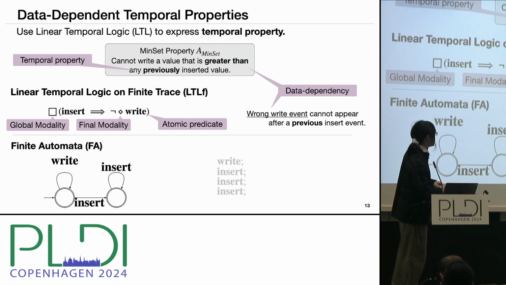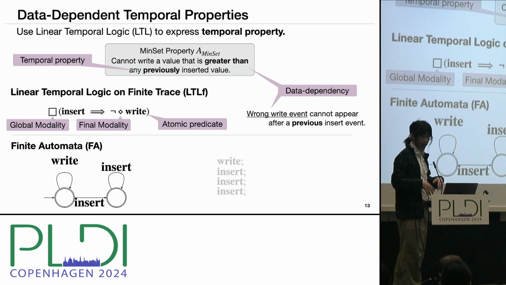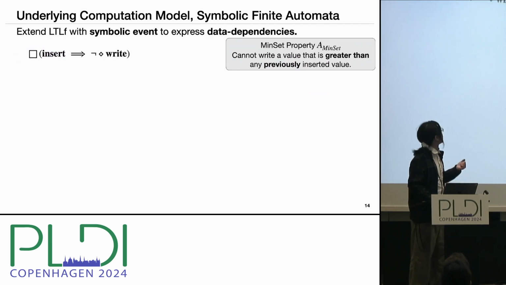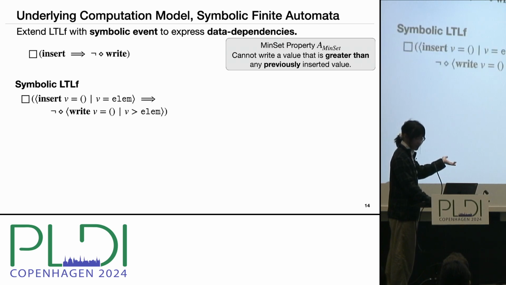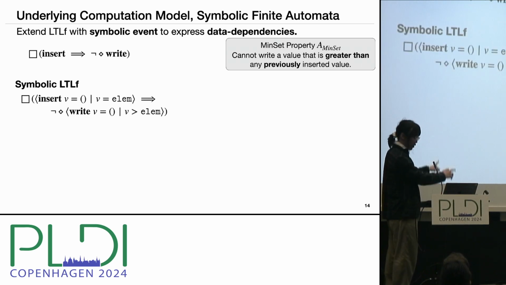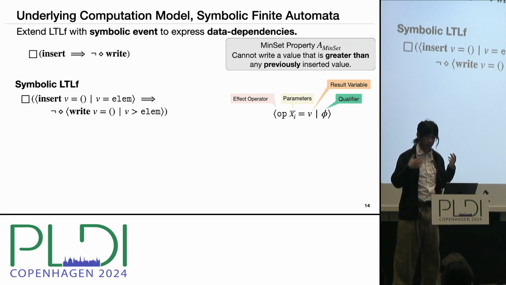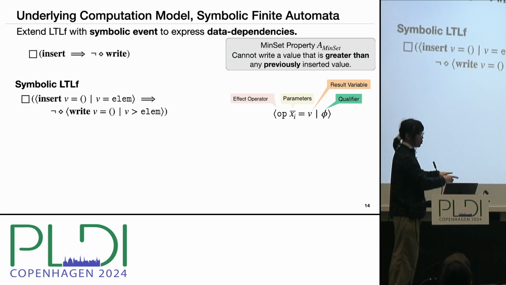But we still have a gap. We say the wrong write event cannot happen. But what does wrong mean? We say there is something greater than the previous insert value. But how can we express greater than? That is a data dependency. So we extend linear temporal logic on finite traces to a symbolic one, to express the data dependency. We call it symbolic LTLf. That is the corresponding formula. You can see the form is similar, but our atomic predicate is now a symbolic event. It consists of four parts: the if-else operator, parameters, and a result variable, constrained by a qualifier phi.